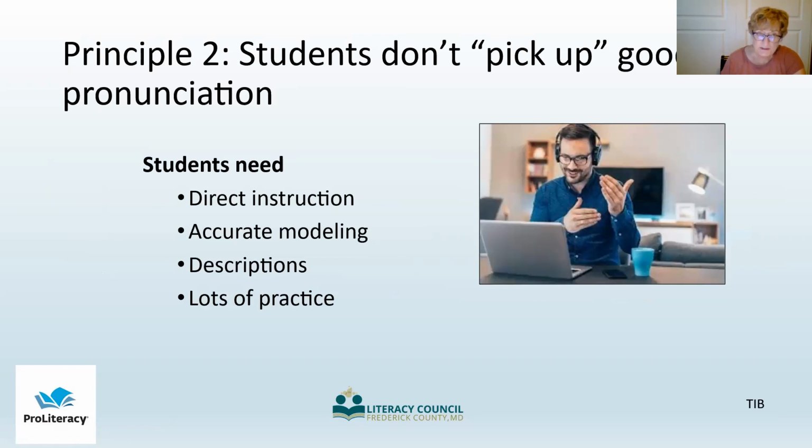The second principle of pronunciation instruction is that adult second language learners usually don't just pick up good pronunciation. The older the students are and the longer they've been speaking their native languages, the more training their ears and mouths have had in hearing and speaking non-English sounds. They need direct, explicit instruction in English pronunciation, in its sounds, its rhythm, and intonation. And then they need lots of practice.